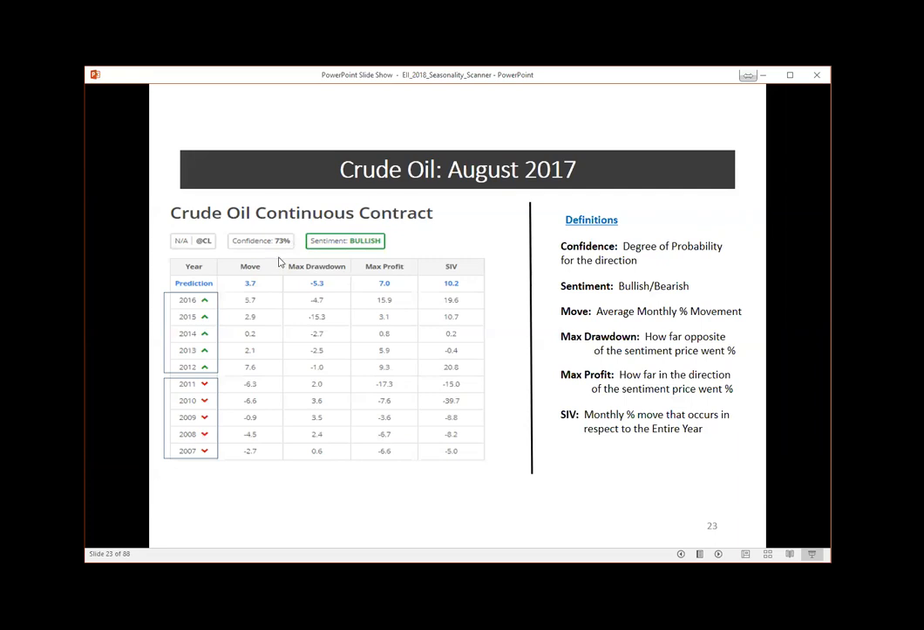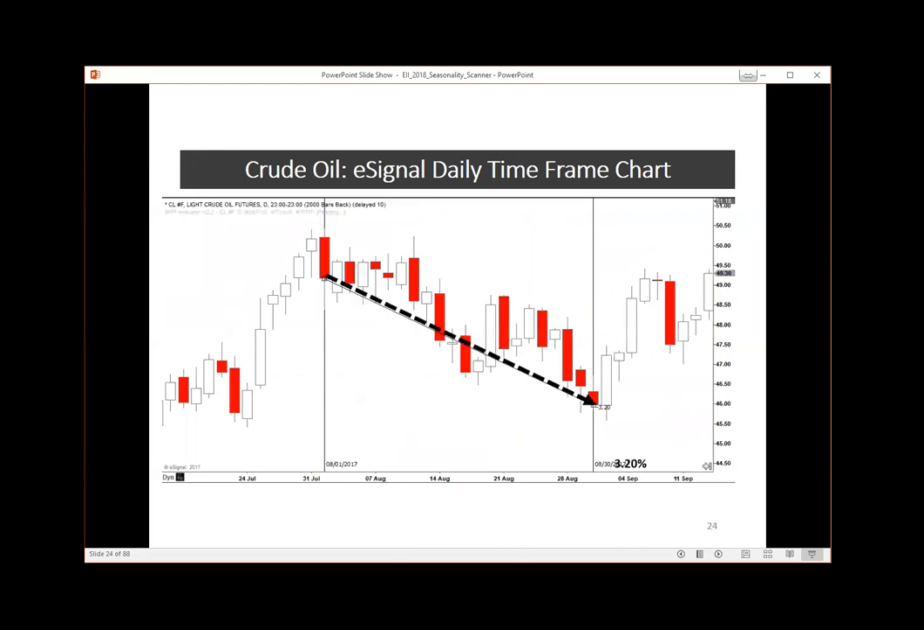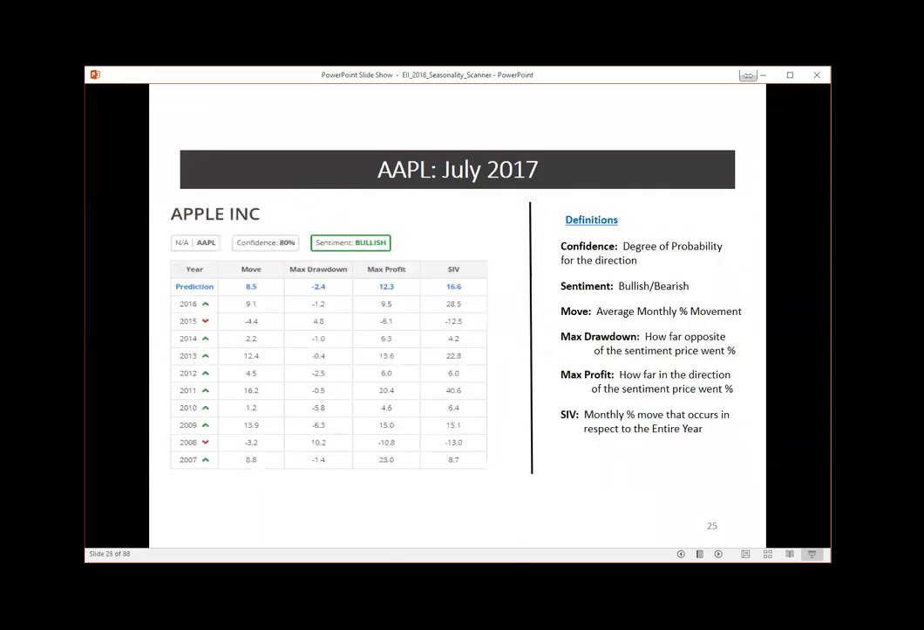You guys see that? This is what's so great about the seasonal software that we have. You can look for these patterns here, and you could enter a lot of these opportunities that most people will never find. And we do that day in and day out. And I'll show you some more in just a moment, okay? So that's crude oil here where it moved down 3.2%.